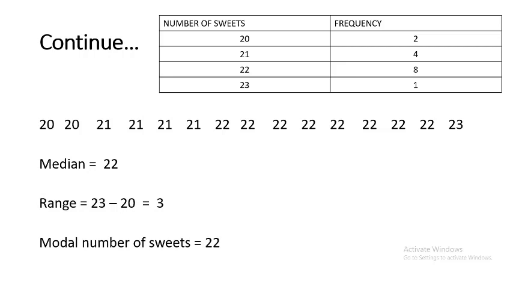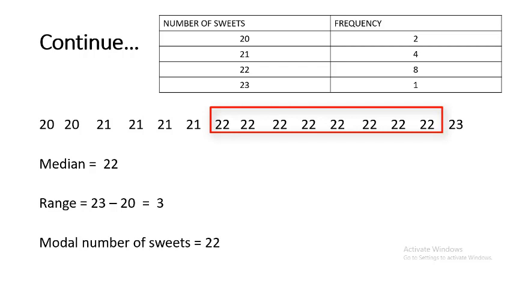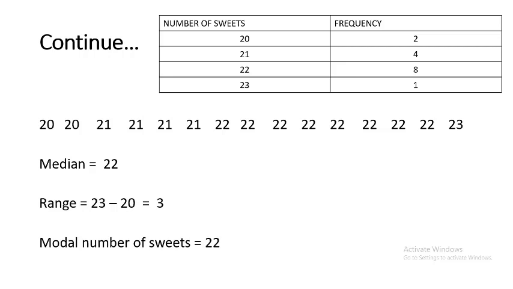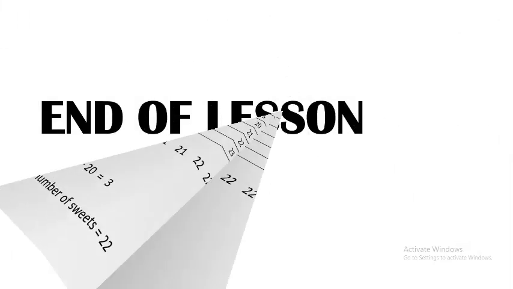Now, our last thing is to find the modal number of sweets. Remember, the mode is the value which occurs most often. We can see that the number of sweets which occurs most often is 22. So 22 is the modal number of sweets. So that's how we calculate the mean, median, range, and modal number of sweets of this given set of data.